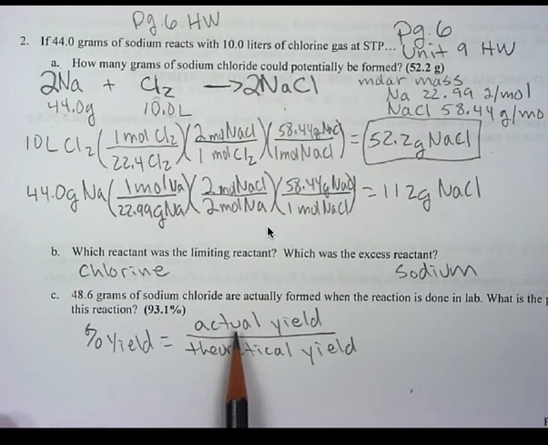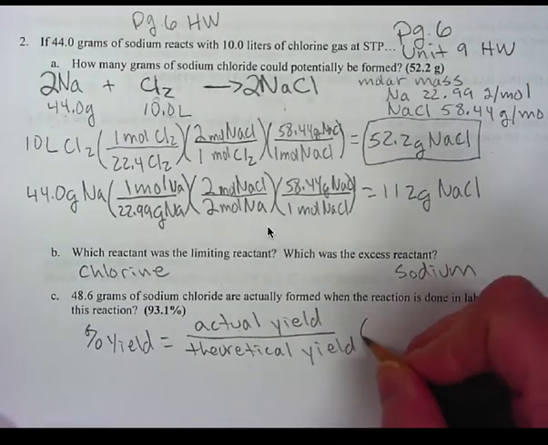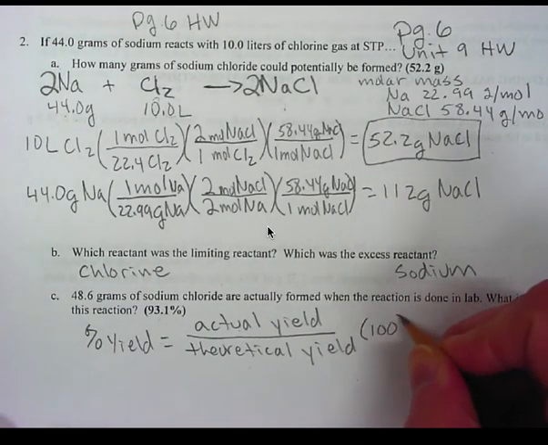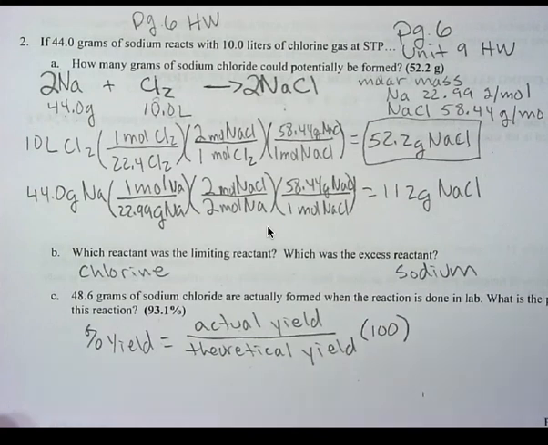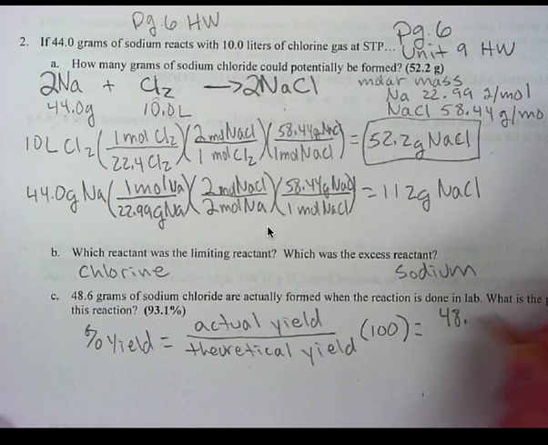So my actual yield is what was really obtained during an experiment, and my theoretical yield is what I could obtain mathematically. And then we would multiply that times 100 in order to get a percent as an answer. So the question is saying that in the lab only 48.6 grams was obtained.